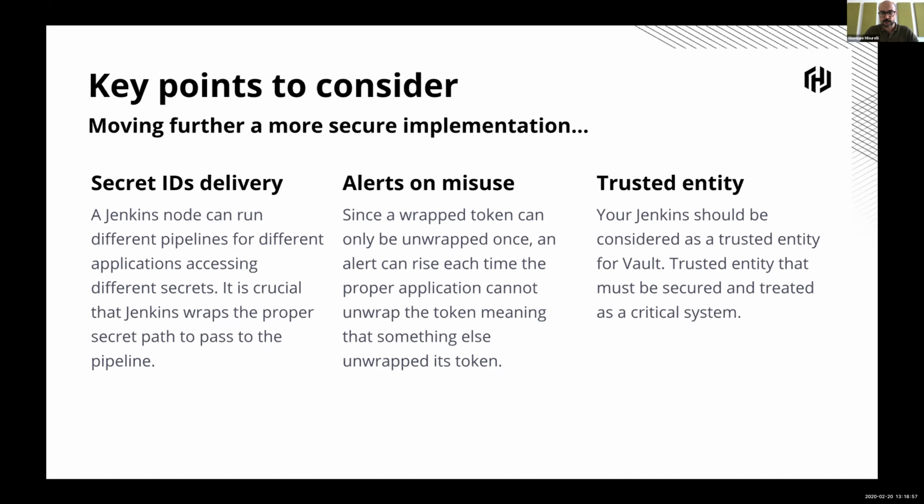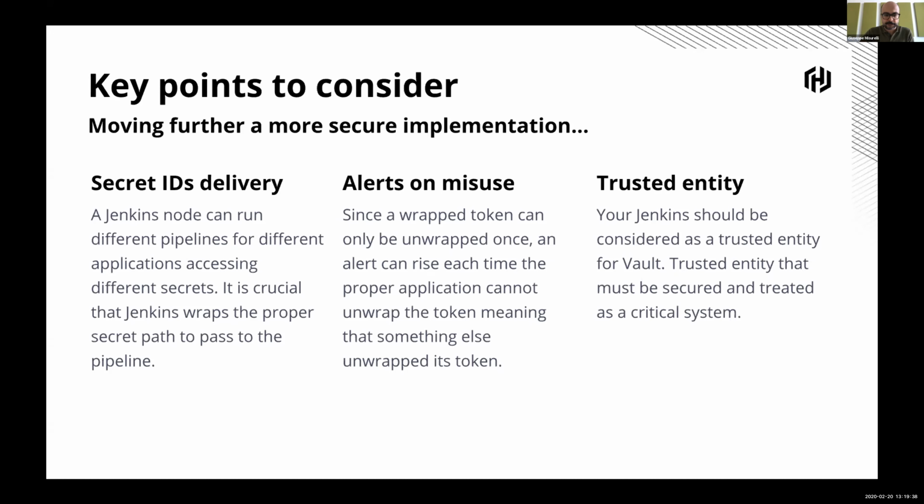Since the unwrap action is just a one-time action, what we can set is an alert on any failure on getting the unwrap from the proper pipeline. So if a proper pipeline tries to unwrap its own wrapped secret ID and this operation fails, you can raise an alert, because it's most probable that something else unwrapped that token on your behalf. And the last point is about trusted entity.